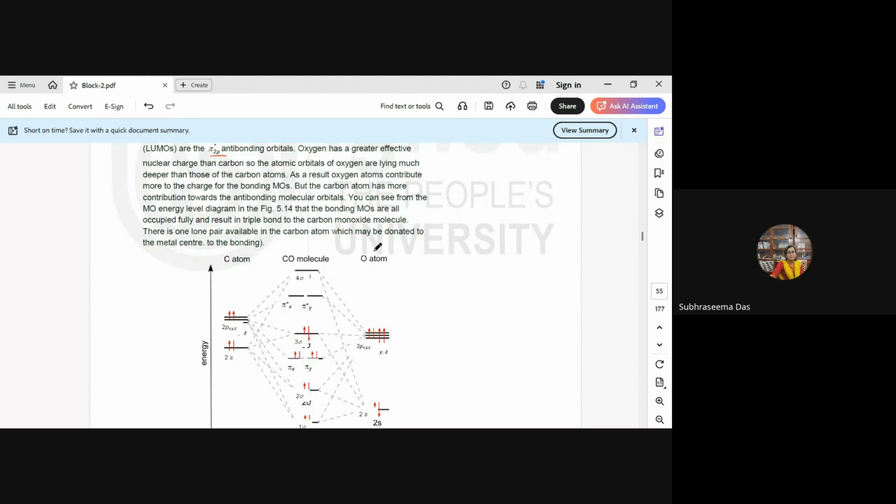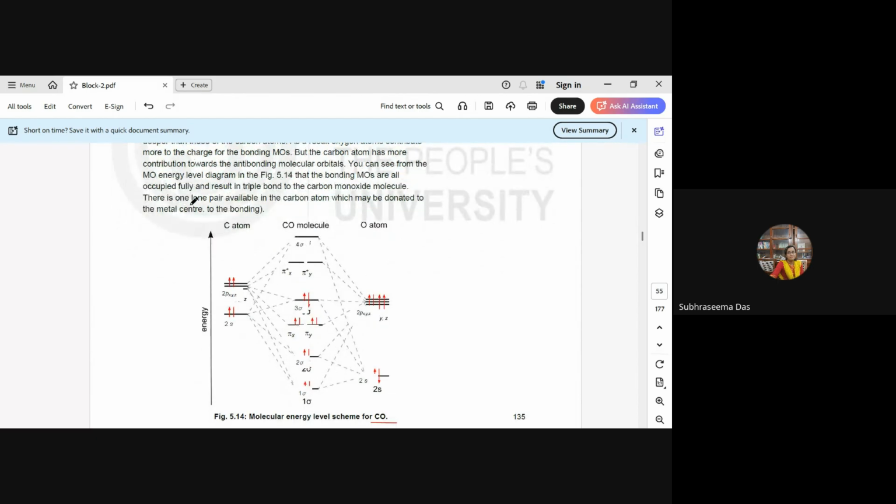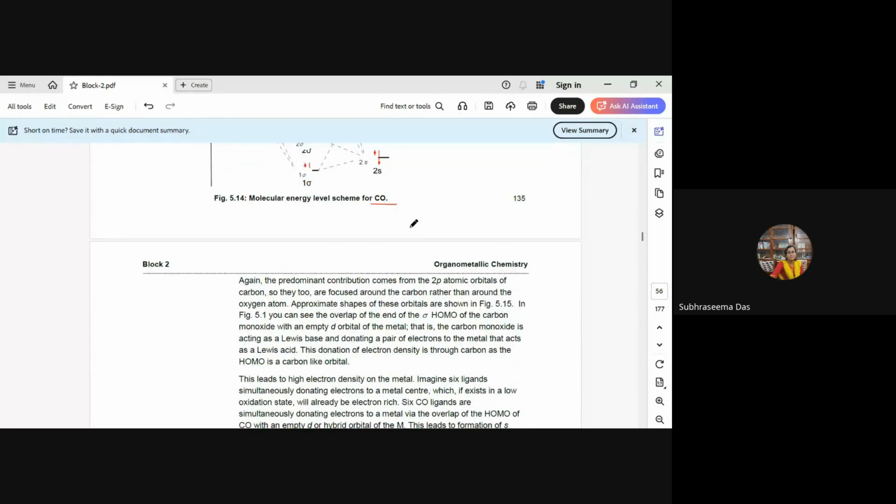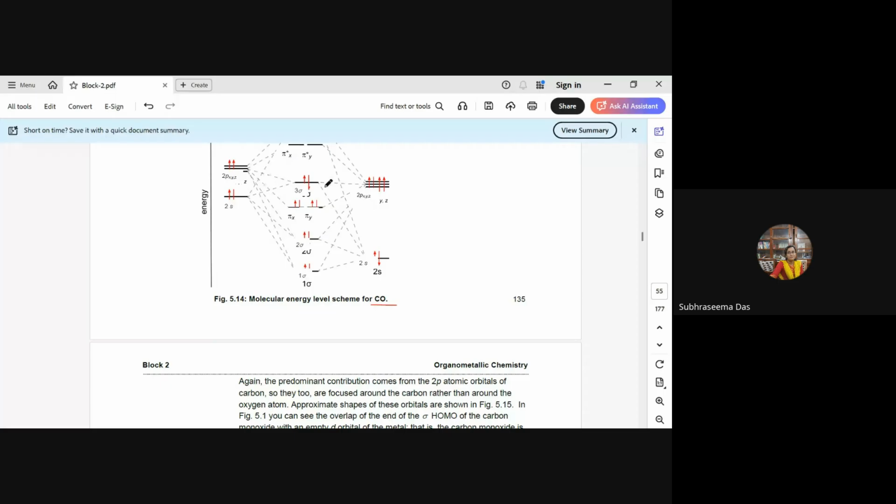We can also see that the bonding molecular orbitals are all fully occupied, and this results in a triple bond in the carbon monoxide molecule. There is also one lone pair available on the carbon atom, which may be donated to the metal center during the bonding process. Also, the predominant contribution in this molecular orbital diagram of carbon monoxide shows that the 2p orbital of carbon contributes more to the overall CO molecule.